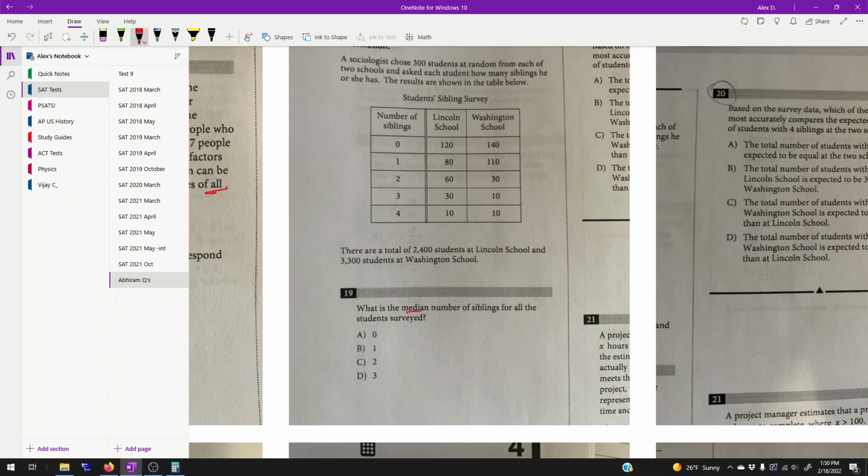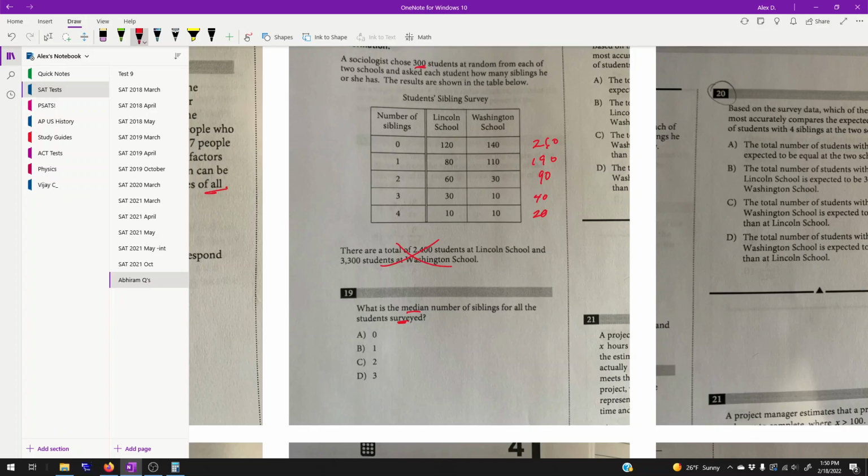Okay. What is the median number of siblings for all the students surveyed? So the median is the middle number. Number of siblings is given here. The number of people in each category is given there. So if I want to do all the students surveyed, I have to add these rows up. 260, 190, 90, 40, and 20. And median is the middle of everyone. We're only concerned with the survey, so we don't care about this information here.